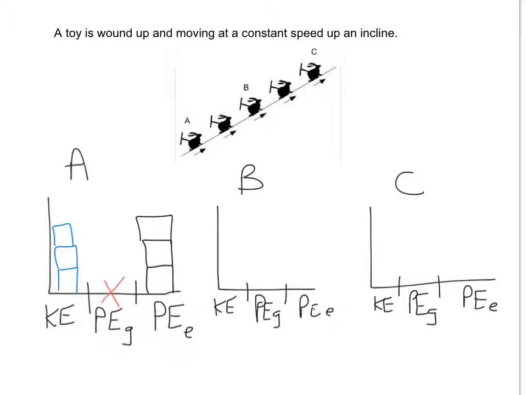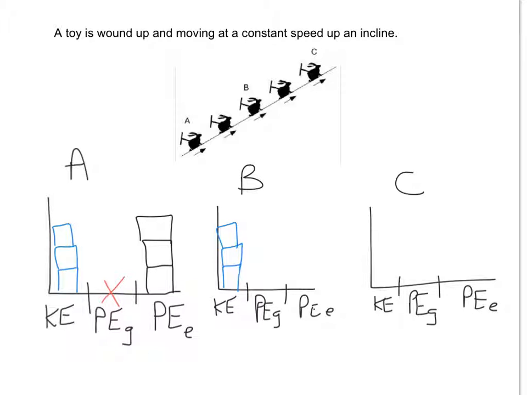Now, when I move over to point B, that toy is moving at a constant speed. So that means when it's halfway up the ramp, it must have the same speed, and therefore the same kinetic energy that it had at point A. This is where those blocks start to get really helpful. Since I drew 3 blocks for the kinetic energy at point A, I'm going to draw 3 for the kinetic energy at point B. And that shows that it has the same amount of kinetic energy at those 2 points.